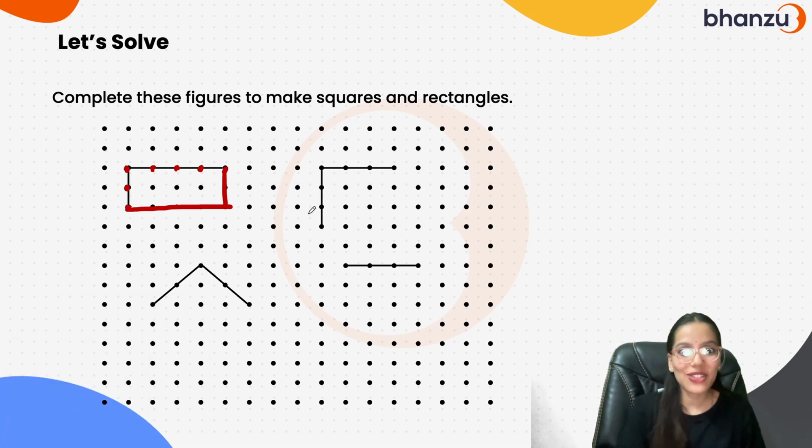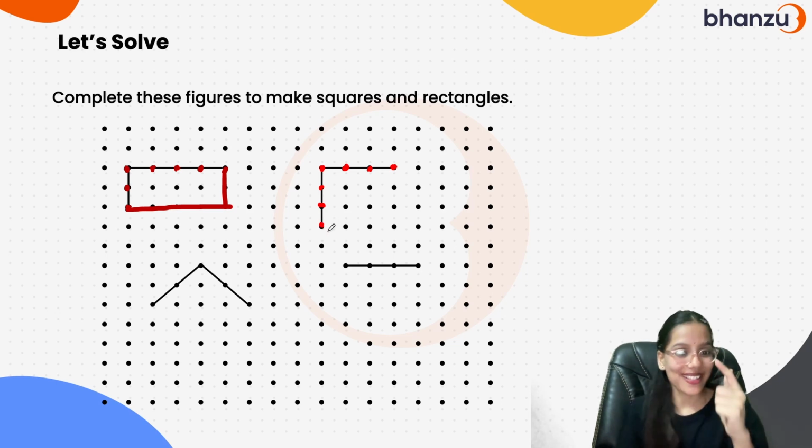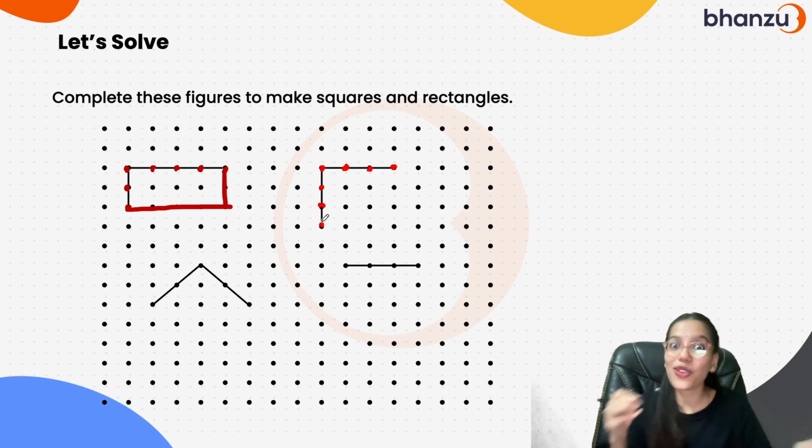And what is the next shape? We have 1, 2, 3, 4 dots on one side, and on the other side we have 1, 2, 3 and 4 dots. So it is a square because we have the same dots on both the sides. So let us start doing it. 1, 2, 3, 4 dots and then 4 dots. We are done with the square.